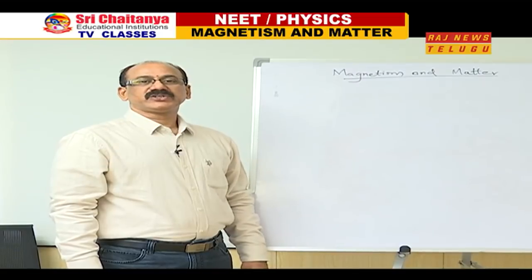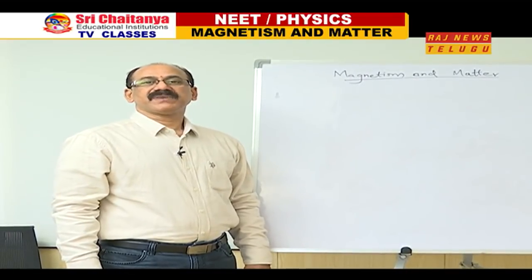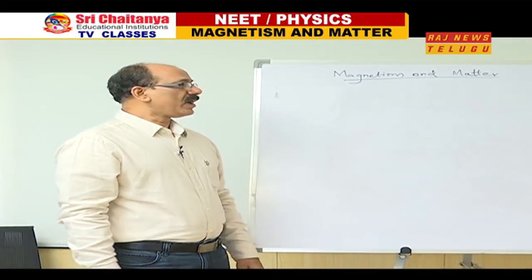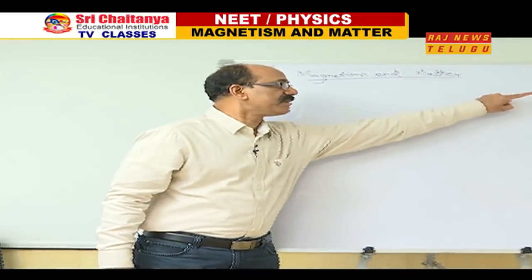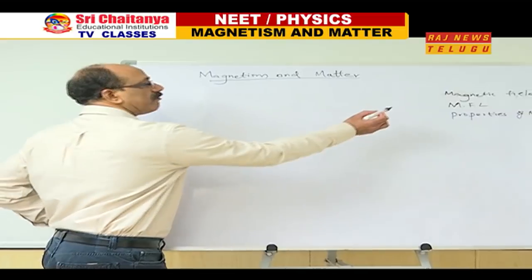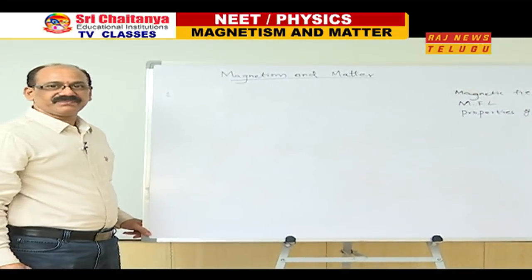So in the last two episodes we discussed what is a magnet, what is magnetic moment, and a few problems on magnetic moment. Now in this episode, that is the third episode, we shall discuss what is magnetic field, what are magnetic field lines, what are the properties of magnetic field lines.